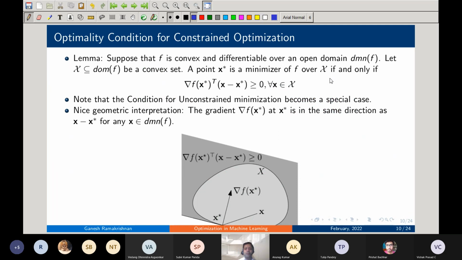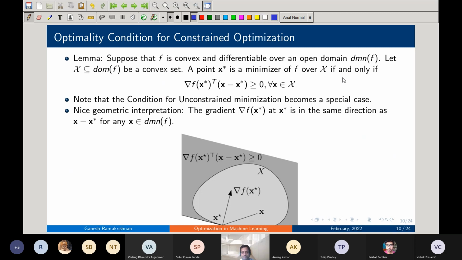So how do you characterize the optimality condition for such a constrained optimization case? Instead of saying the gradient goes to zero, what we'll say is the dot product between the gradient and any point x minus x star, a solution, must be greater than or equal to zero.